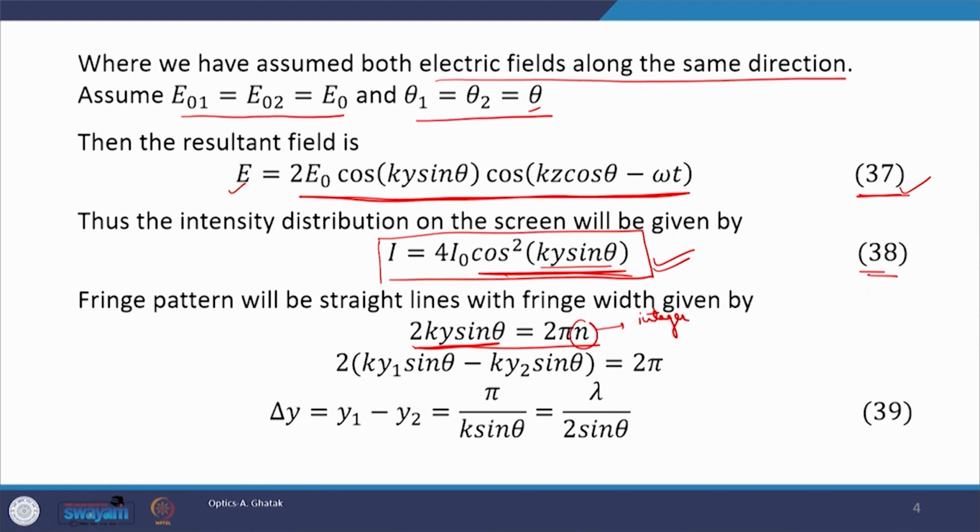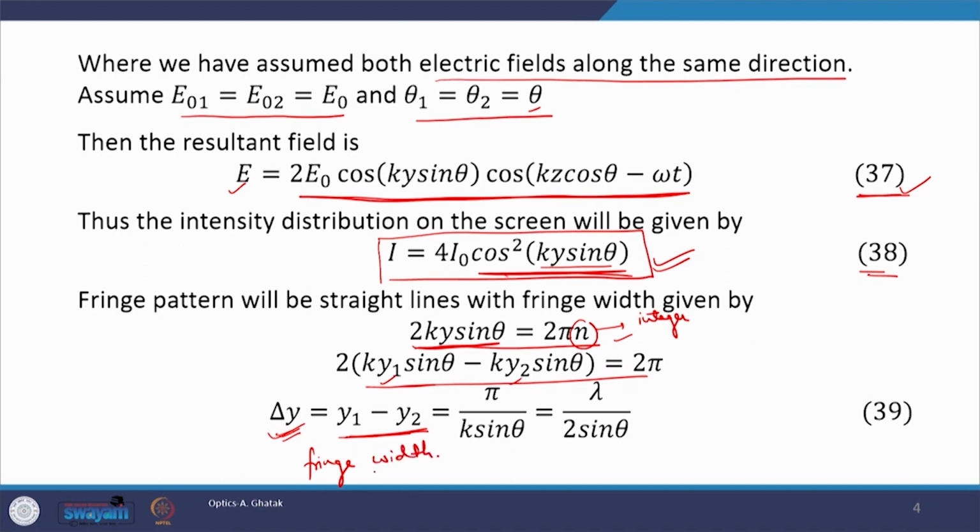Now, since we know the condition of maxima, we will pick two values of y on the screen, y1 and y2, which represent the positions of two consecutive maxima. Once the positions of two consecutive maxima are known, we can subtract them and find out the fringe width. This is what is done here. From here we can calculate y1 minus y2, which is nothing but your fringe width.